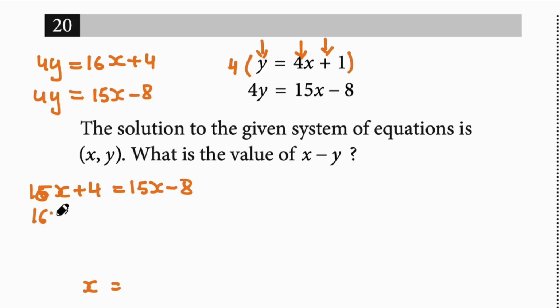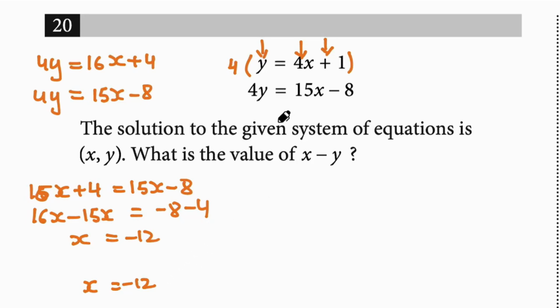Subtracting 15x on both sides and subtracting 4 on both sides. So, x is equal to negative 12. Right? If it is not correct, try to do it step by step. Okay. Now x is done.